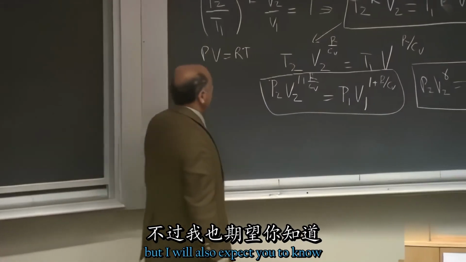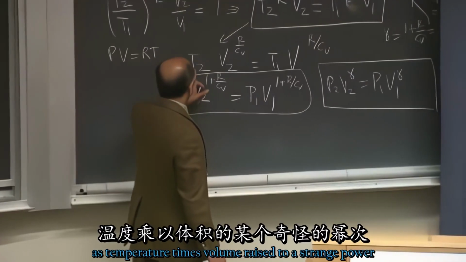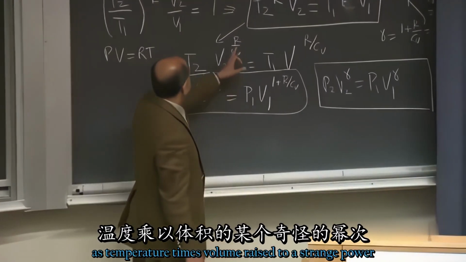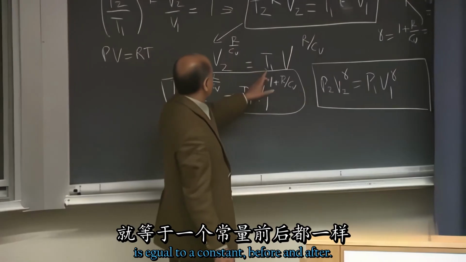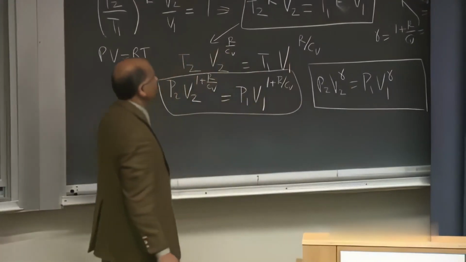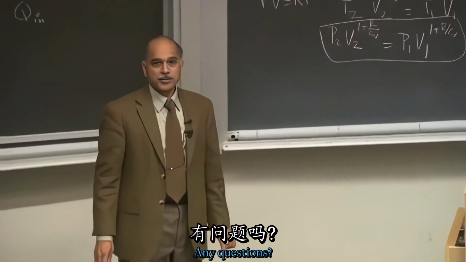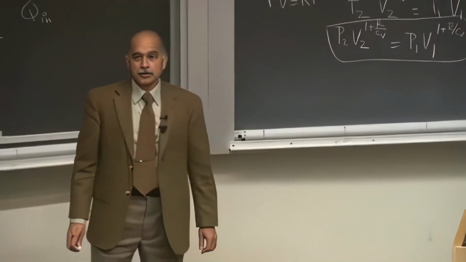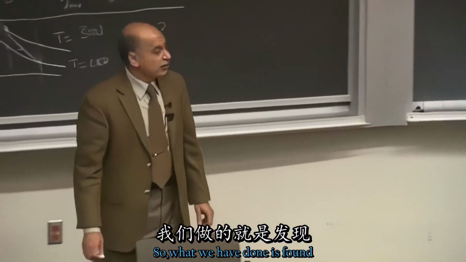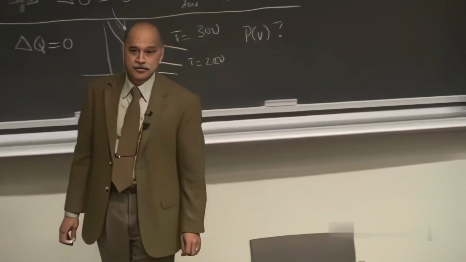That's one way to write it. But I will also expect you to know that you can also write it in terms of temperature as temperature times volume raised to a strange power is equal to a constant before and after. Any questions? So what we have done is found pressure as a function of volume on an adiabatic curve.